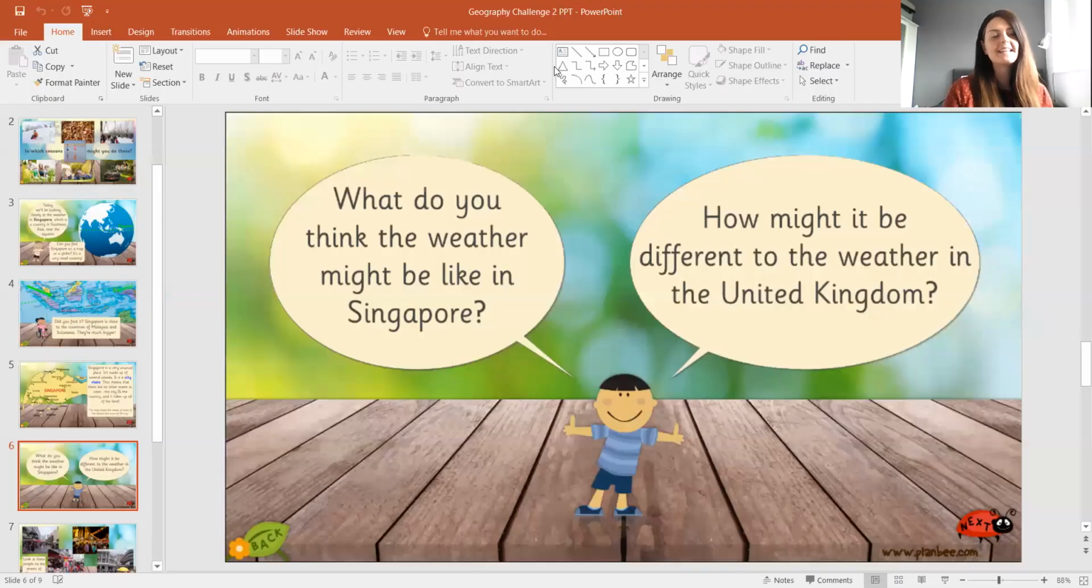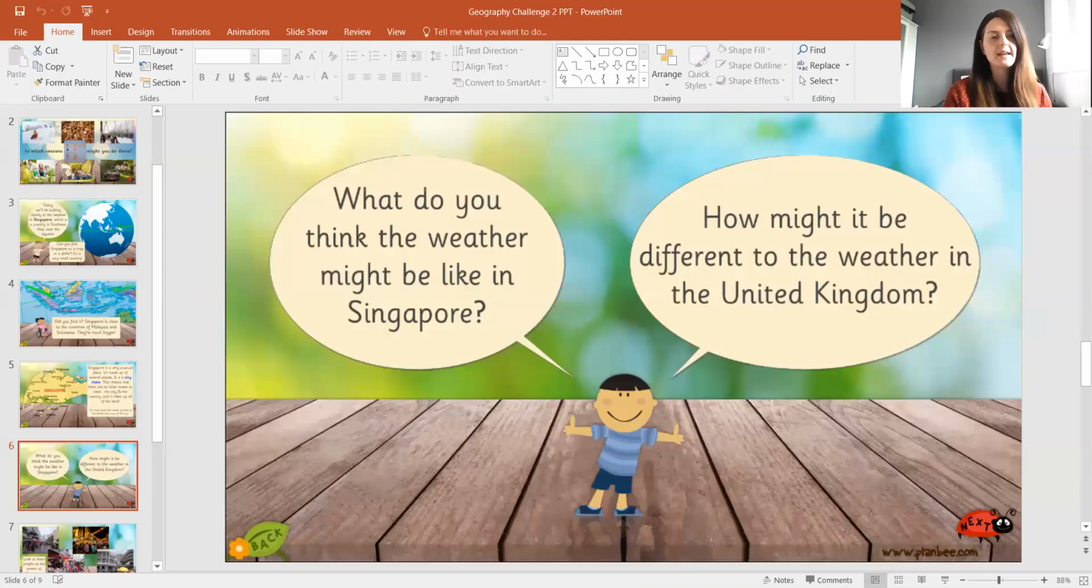So now I'd like you to think about what you think the weather might be like in Singapore and how it might be different to the weather in the United Kingdom. So don't worry if you're not sure, but just have a think about how it might be different. Thinking about the fact that it's further south than the United Kingdom and it's right near the centre of the globe. So have a little think about what you think the weather might be like there.